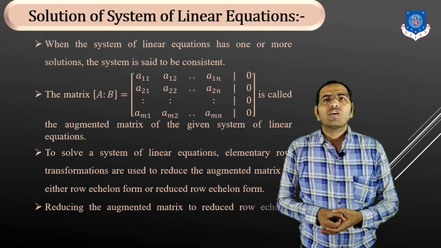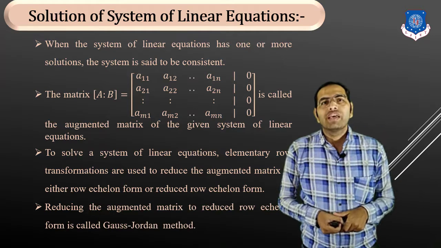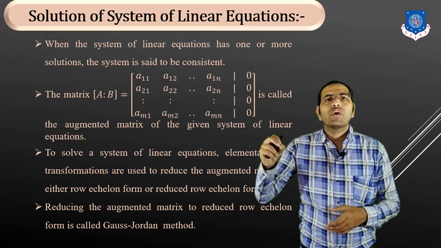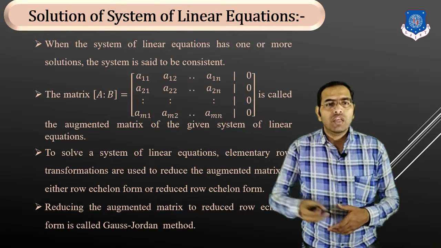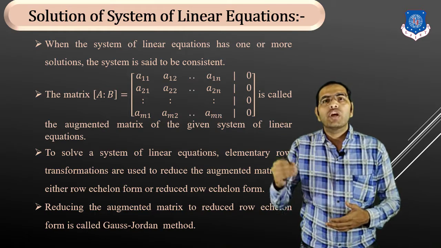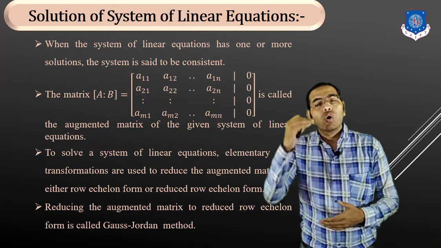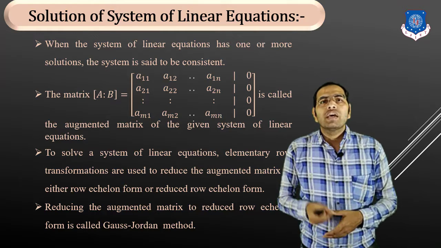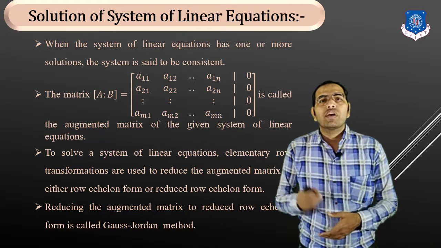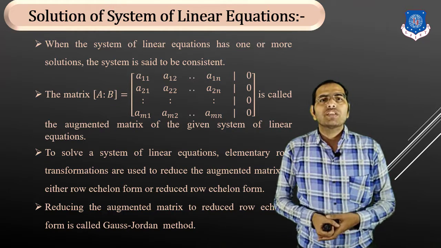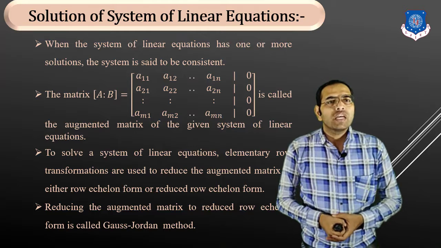The matrix in the form of A slash B, that is a11, a12, a13 up to a1n slash 0, in the second row a21, a22, a23 up to a2n slash 0, continuing in this manner up to the last mth row, which is am1, am2 up to amn slash 0, is called the augmented matrix of the given system of linear equations.